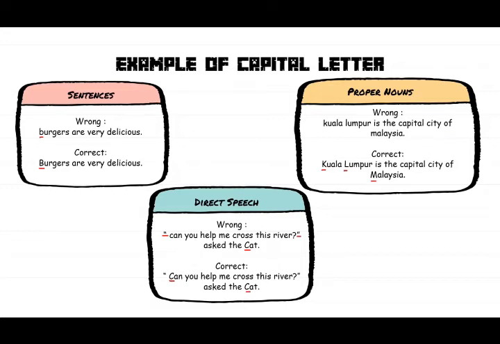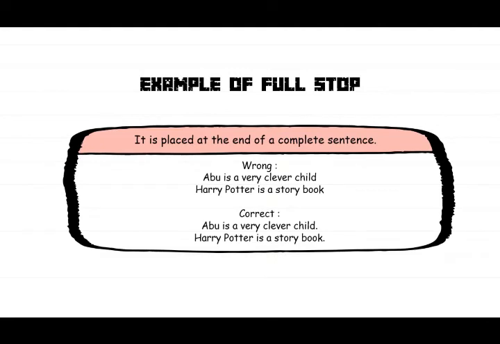Okay, moving on. Next one is example of full stop ataupun titik tadi. Just now we learned that it is placed at the end of a complete sentence. Dia diletakkan dekat hujung ayat yang lengkap. Contoh, this is the wrong use of full stop, and this is the wrong sentence without full stop. This is the correct one with full stop. See here, Abu is a very clever child. It is a complete sentence. Abu ialah seorang kanak-kanak yang pintar.